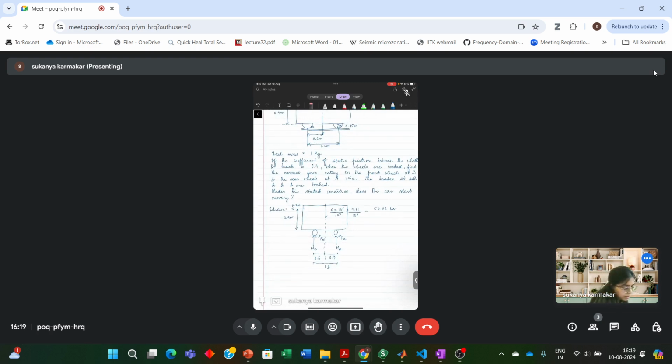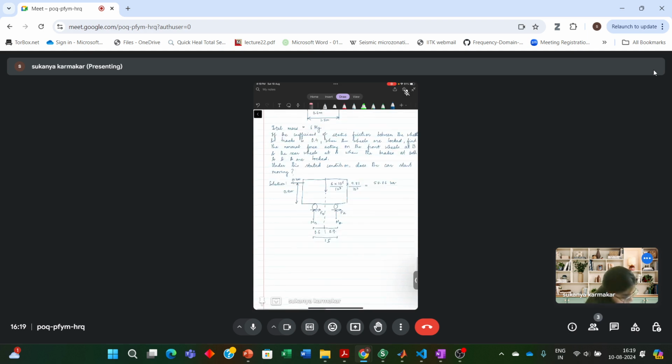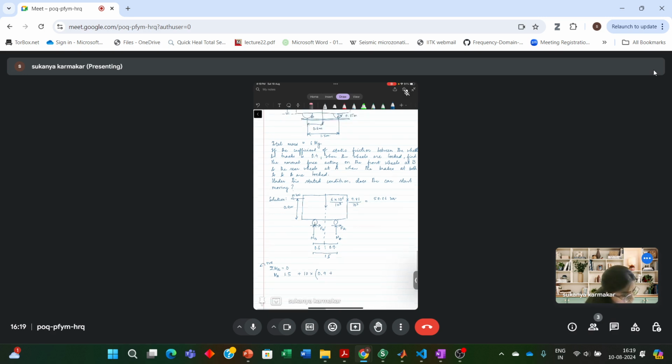Then you need to find out the reaction forces, like the normal force. So let's take the moment about point B. If I take the moment about point B, and let's take anti-clockwise moment to be positive. So NA is at a distance of 1.5 plus 0.9 plus, how much is this? The radius distance, 0.15.